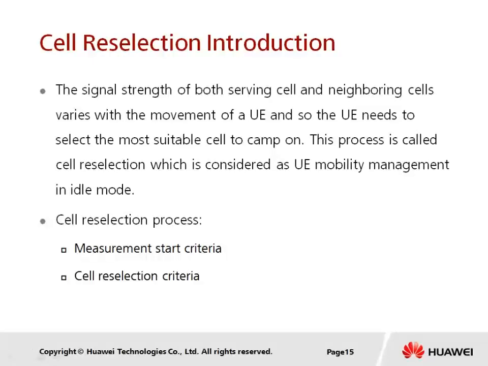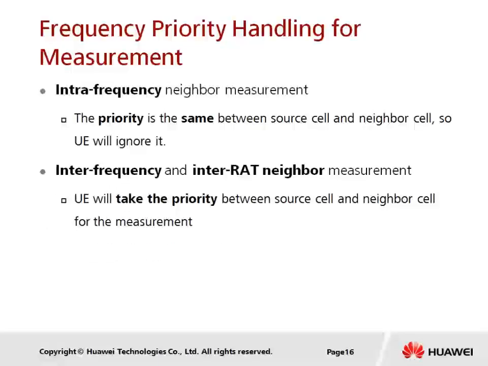Before having a look at the parameters of these 2 stages, we have to introduce a parameter called frequency priority for each frequency. If the measurement is about an intra-frequency neighbor, then the priority is the same between the source cell and the candidate cell, so the priority would be ignored. As for interfrequency and IRAT neighbor measurement, there is a difference of priority, so the user has to consider the priority between the source cell and the neighbor cells.